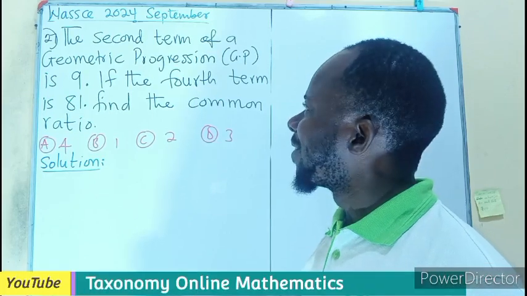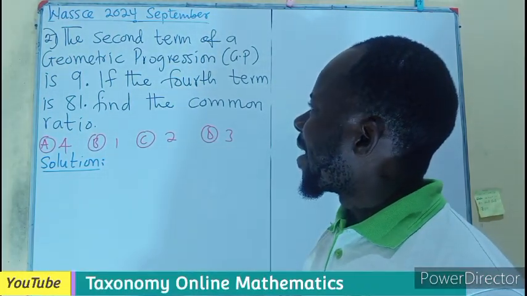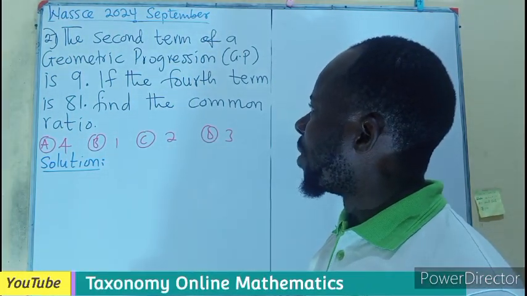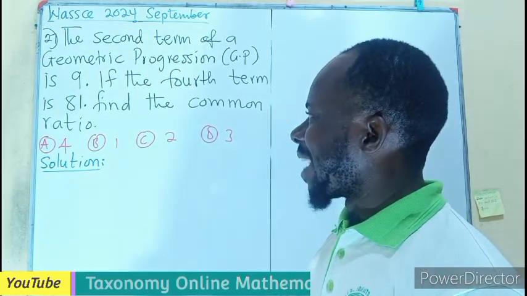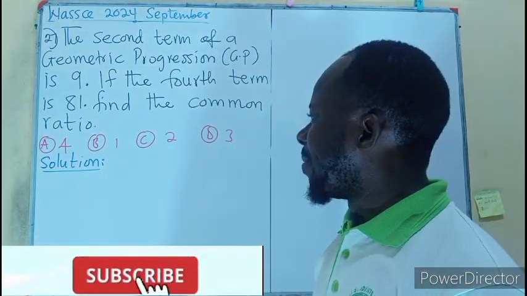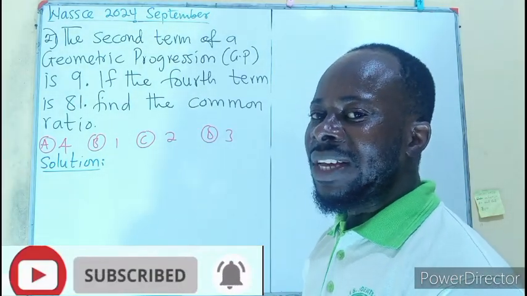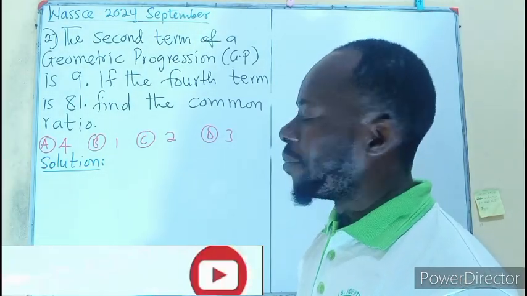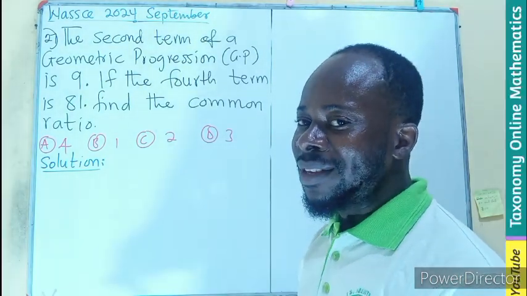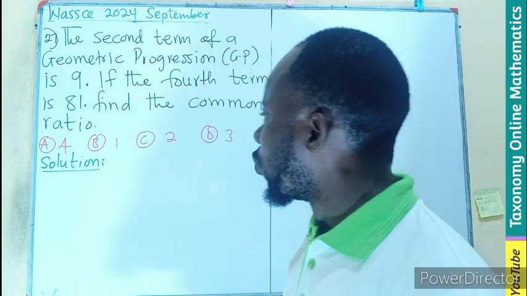A quick one on this. The second term of a geometric progression is 9. If the fourth term is 81, we have to find the common ratio. This is WASSCE 2024 September edition. I bet you can solve this within a minute or two.